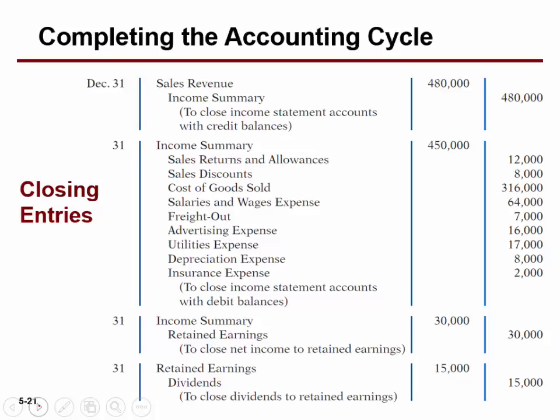You know that to close revenues, you debit those. To close the expenses, you credit those. The difference goes to the income summary, right? And then what? The amount that goes into the income summary, if it's a credited income summary, to close the income summary, we debit the income summary. We credit the retained earnings, right, for our net income.